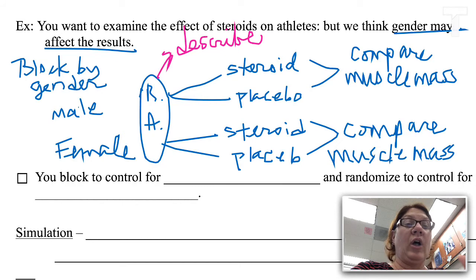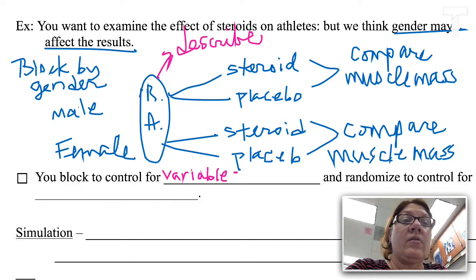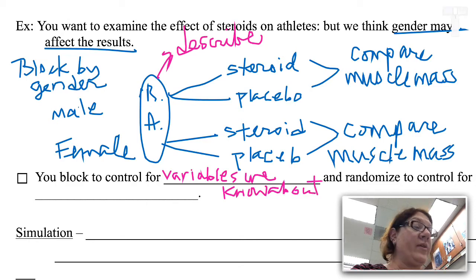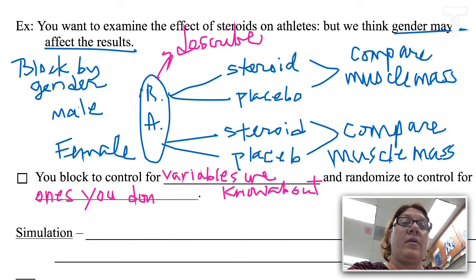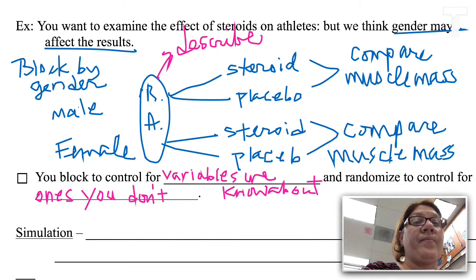But the whole notion about this blocking is I want to control for variables that I know about. In this case, it was gender. And then hopefully the random assignment takes care of the rest of the issues. So I'm randomizing because I want to control for the variables that I don't know. So I'm blocking to control for the variables I know about, and I'm randomizing to control for the ones that I don't.